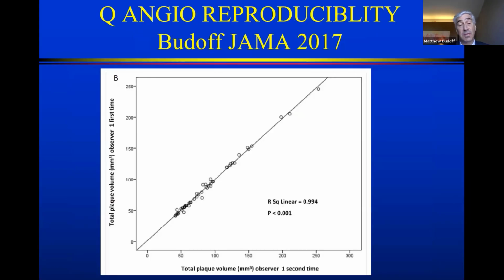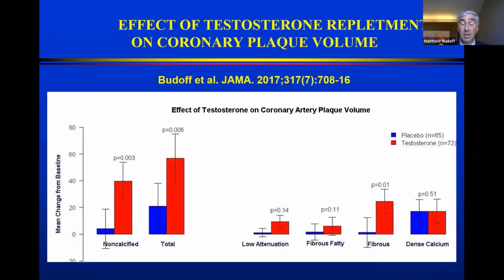Now, a basis for this is really the need for very high reproducibility. And this is data that we published using QAngio CT in JAMA in 2017, just showing a very high reproducibility using this software. And that was really the basis for us to be able to publish some of the trials that we've demonstrated changes over time.